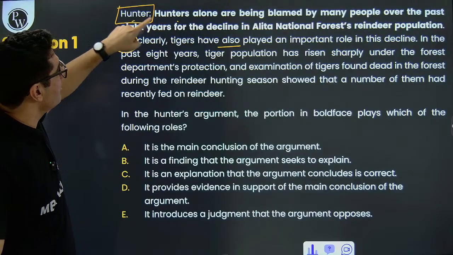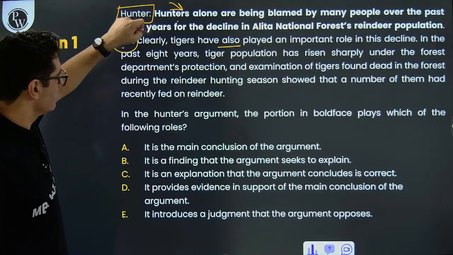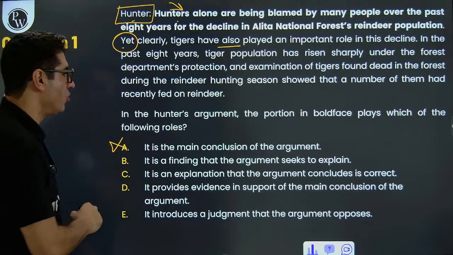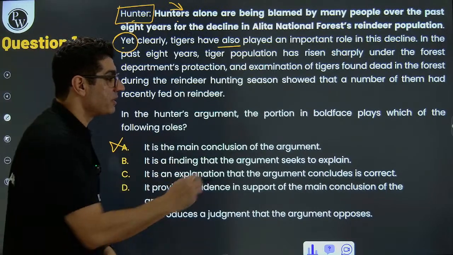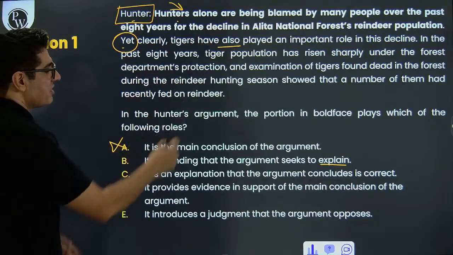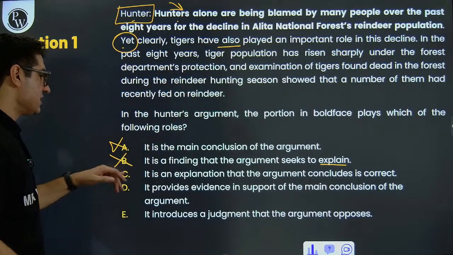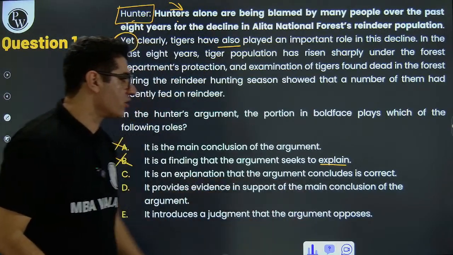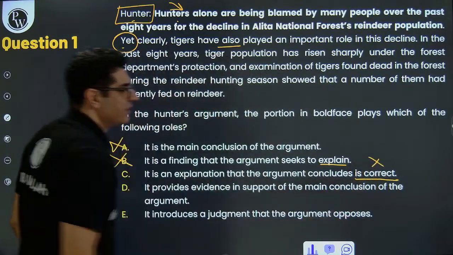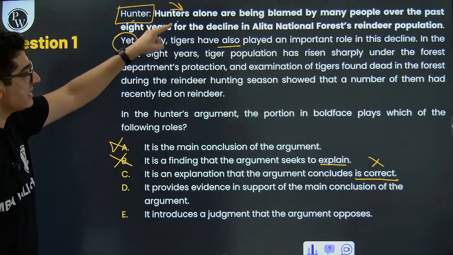The hunter goes on to disprove this, right? So is it the main conclusion of the argument? No. Is it a finding that the argument seeks to explain? No, it is a statement that the argument seeks to disprove. Is it an explanation that the argument concludes is correct? Nope. We are basically saying that this is incorrect.